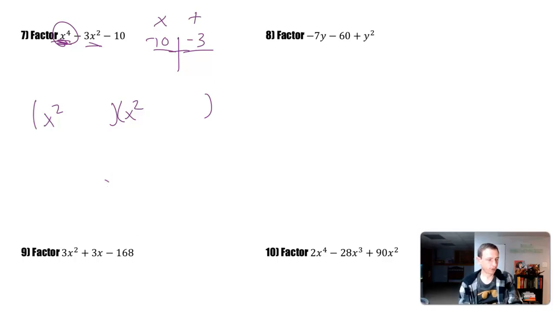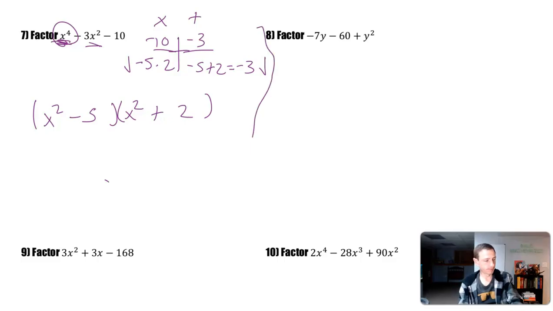Now we need to figure out two numbers that multiply to negative 10 and add up to negative 3. That's going to be negative 5 and positive 2, because negative 5 times positive 2 is negative 10. Negative 5 plus 2 is negative 3. Check, check, check. So x squared minus 5 and x squared plus 2. One's got to be negative, one's got to be positive, and we figured that 5 is the negative. Very good.